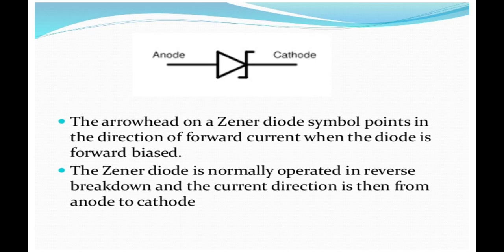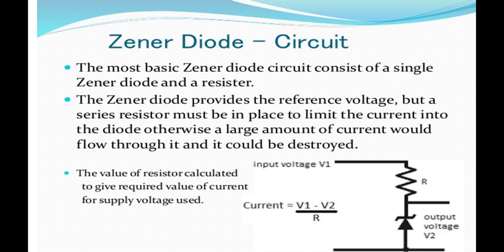The Zener diode normally operates in reverse bias. I already told you the Zener diode always operates in reverse bias, normally at breakdown. This is the breakdown, and the current direction is opposite to the voltage direction, because current flows from the anode terminal to the cathode terminal. This is the symbolic representation of that.